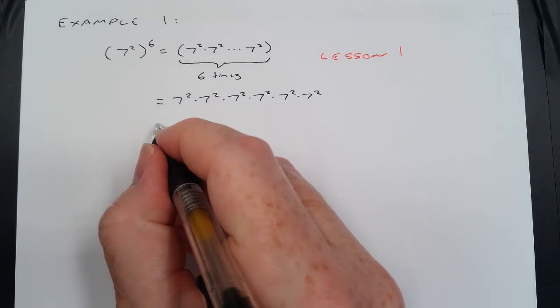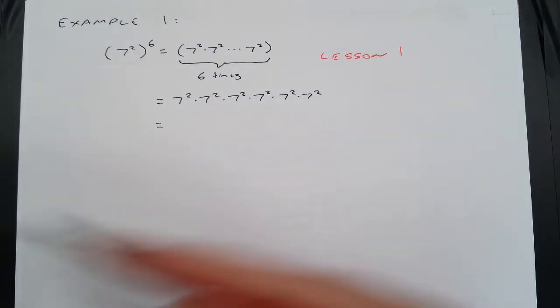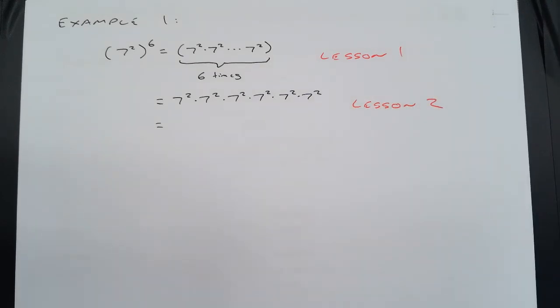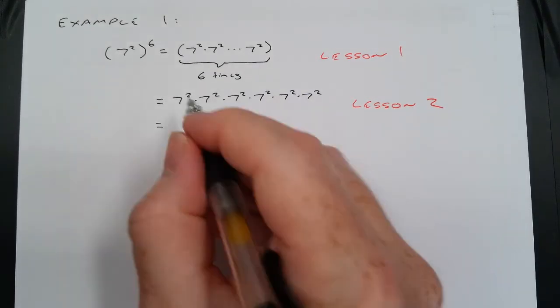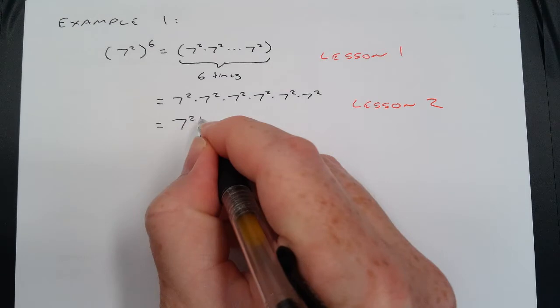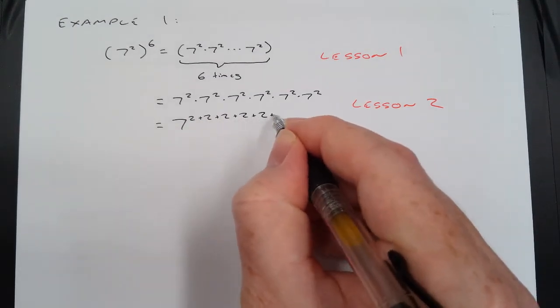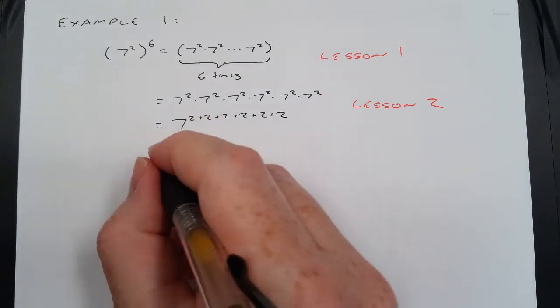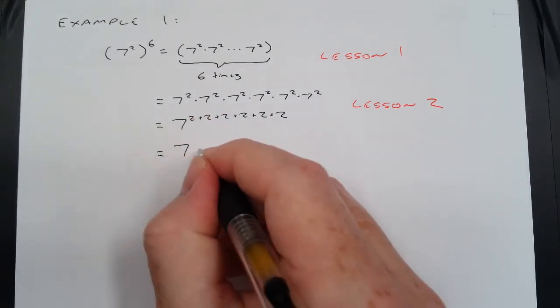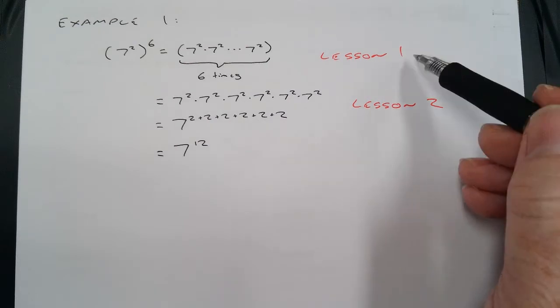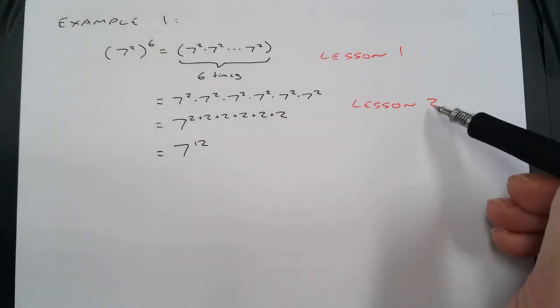which you know because now you're going to use your knowledge from lesson 2 to say, well, all the bases are the same, so Mr. Baylor, just add all 6 2's together to make 12, 7 to the 12th. So that is stretching it out using lesson 1 and using lesson 2.